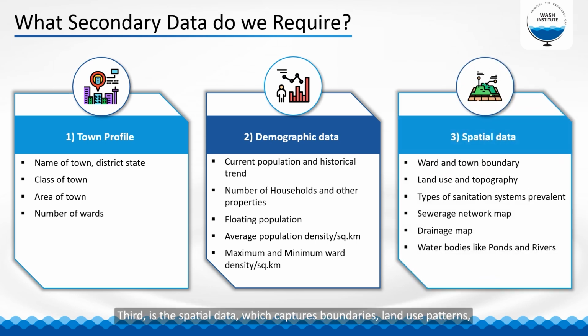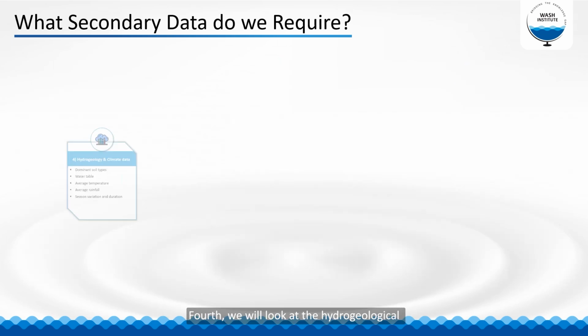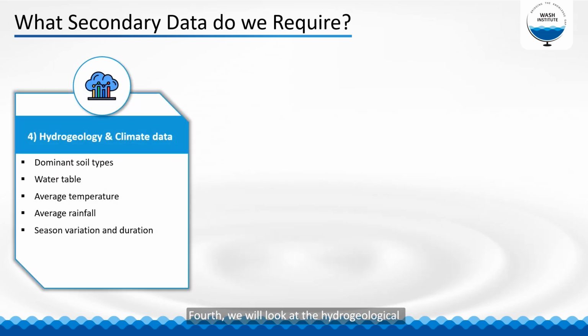Third is the spatial data, which captures boundaries, land use patterns, sewerage and drainage layouts, and the locations of water bodies, all of which are vital for spatial planning of used water management. Fourth, we will look at the hydrogeological and the climate data such as soil type, water table, and average rainfall. This will help in deciding the combination of solutions which are best suited for the town.